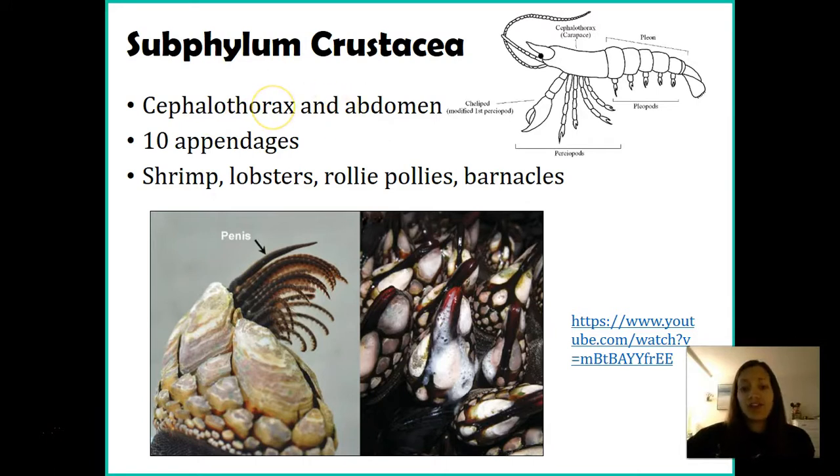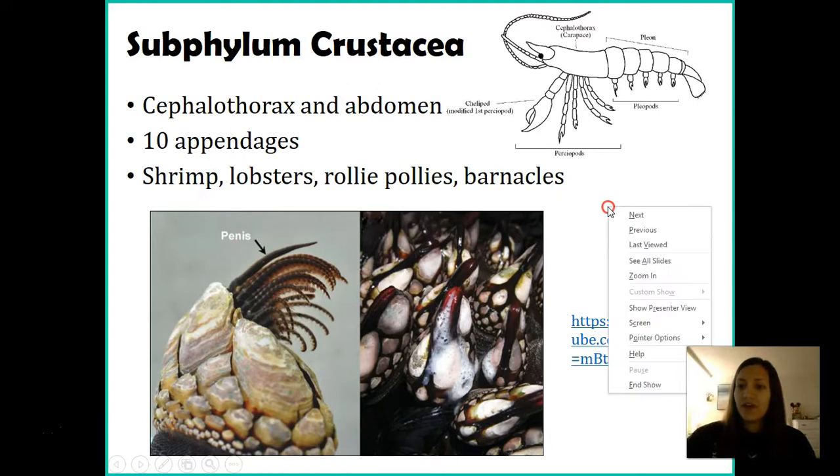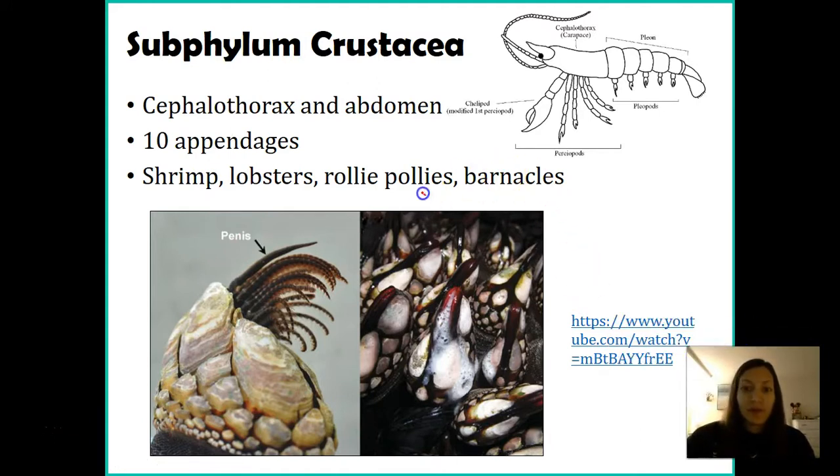These guys all share the fact that they have 10 appendages. Some of these appendages may be specialized to do different things, but they have 10 appendages. And this includes our shrimp, our lobsters, and roly-polies. So roly-polies, although they're not found in the water like these other ones, are also crustaceans. Barnacles, and then also another crustacean, which I don't have a picture of, but because I've used this term quite a lot, are copepods.